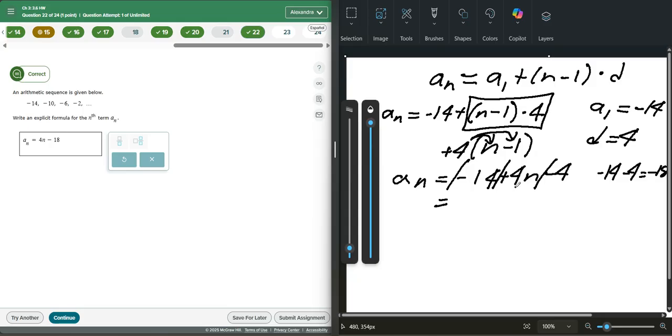Okay, we just bring these terms down. 4n, from up here we bring it down here, minus 18. So this is our answer right here. So an equals 4 times n minus 18.